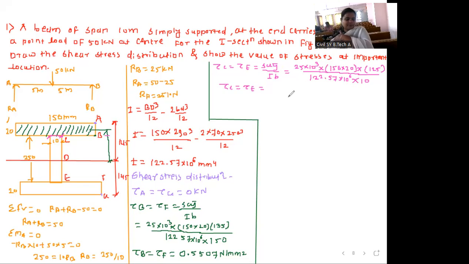How much? 7 point something Newton per mm square. After that, we will calculate at this D. So next point is shear force at D. S A y bar divided by I B. So which is equal to, shear force is 25 into 10 raised to 3 into area. Now we are calculating at this D point. So this flange and this web portion will be there. So first we will take area of this and y bar for this. So 150 into 20 into y bar for this particular is 135.